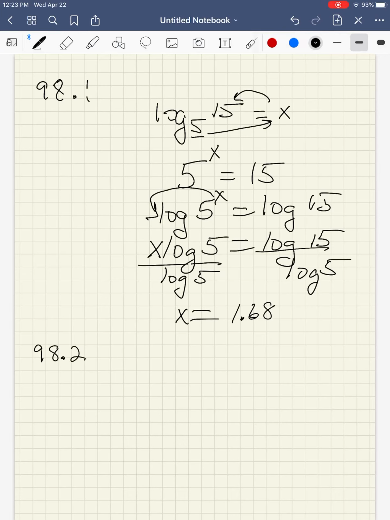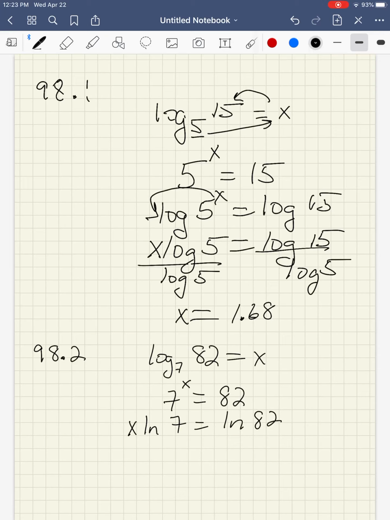98.2 says log base 7 of 82. So we set it equal to x. And we write the exponential form, which is 7 raised to the x equals 82. And then this time I'll take the natural log, just to be different. It would be x natural log of 7 equals natural log of 82. And then divide both sides by ln of 7.